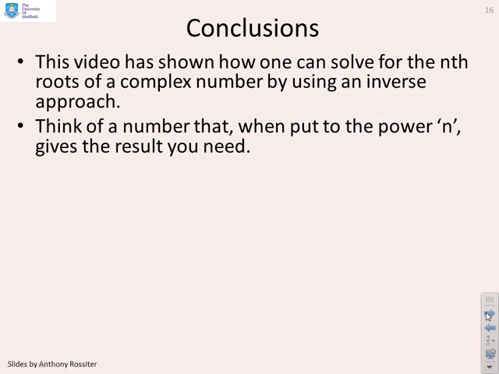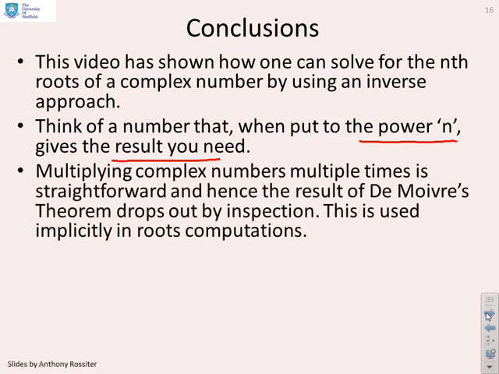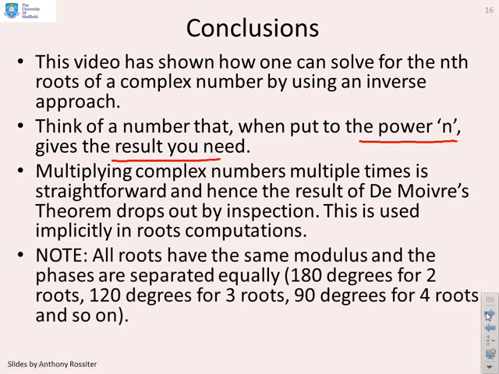So some conclusions. This video has shown how one can solve for the nth roots of a complex number by using an inverse approach. So you think of a number that when you put to the power n, gives you the result you need. Now, multiplying complex numbers multiple times is straightforward, and that's essentially what de Moivre's theorem does for you. Okay, and this is used implicitly in roots computations. And one thing you need to note is that all the roots have the same modulus, and the phases are separated equally. So 180 degrees separation if you're looking for square roots, 120 degrees separation if you're looking for 3 roots. And you're wondering where that's come from.